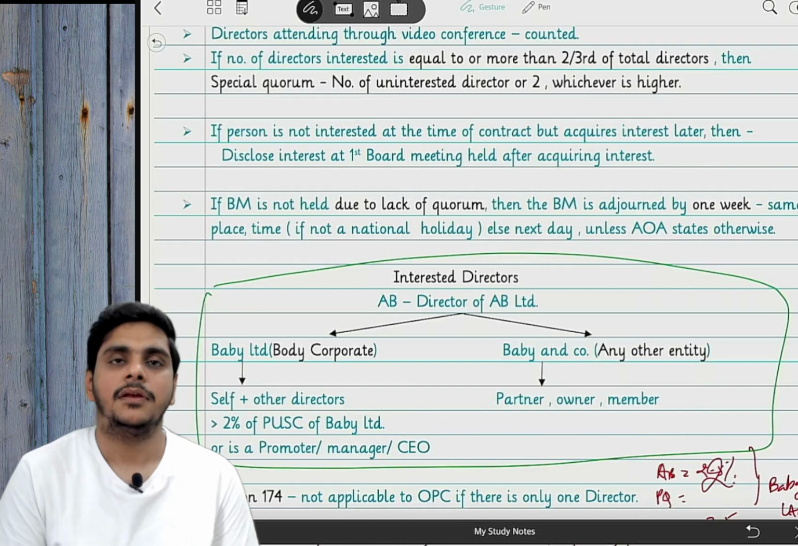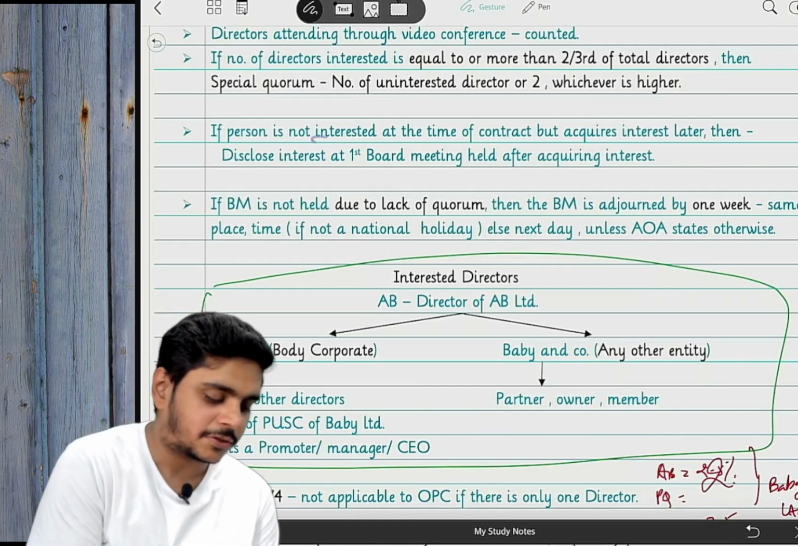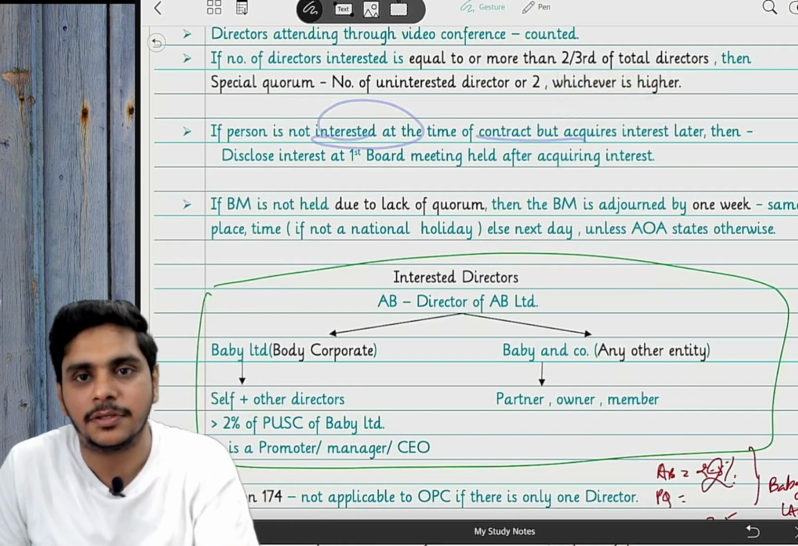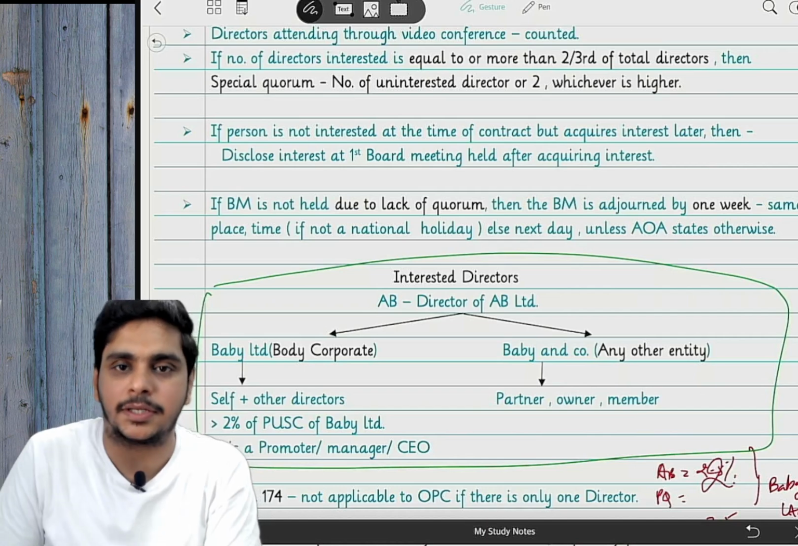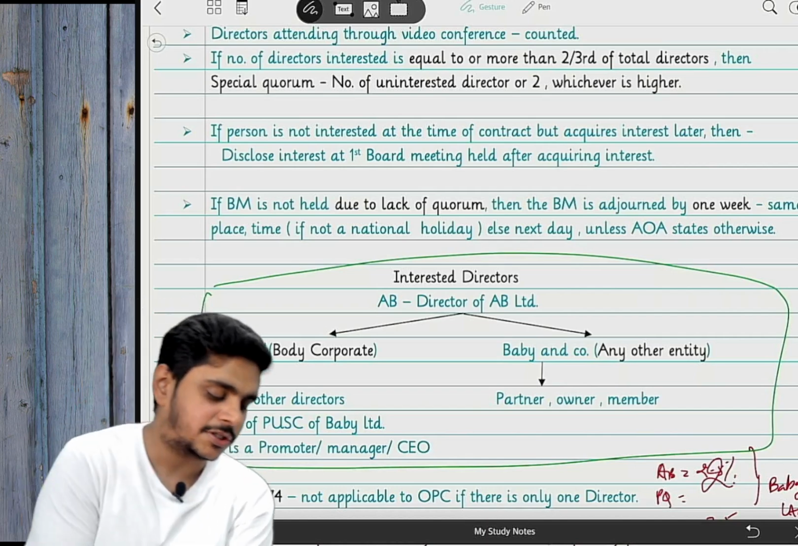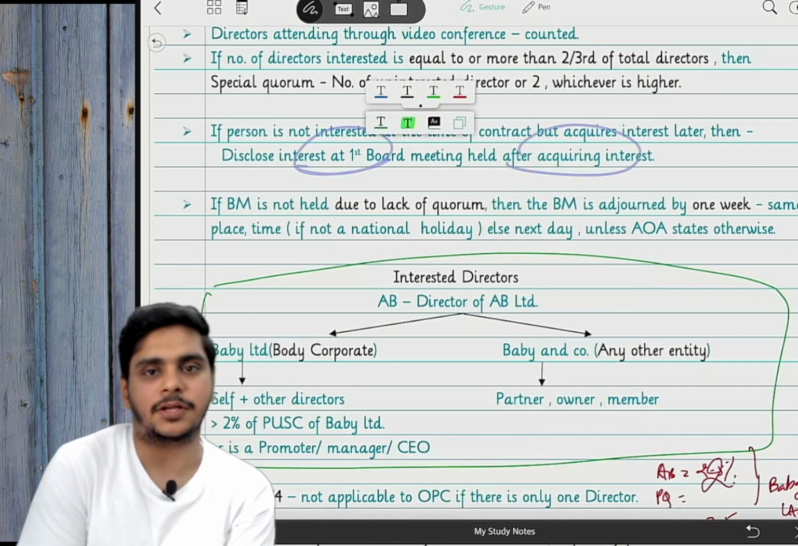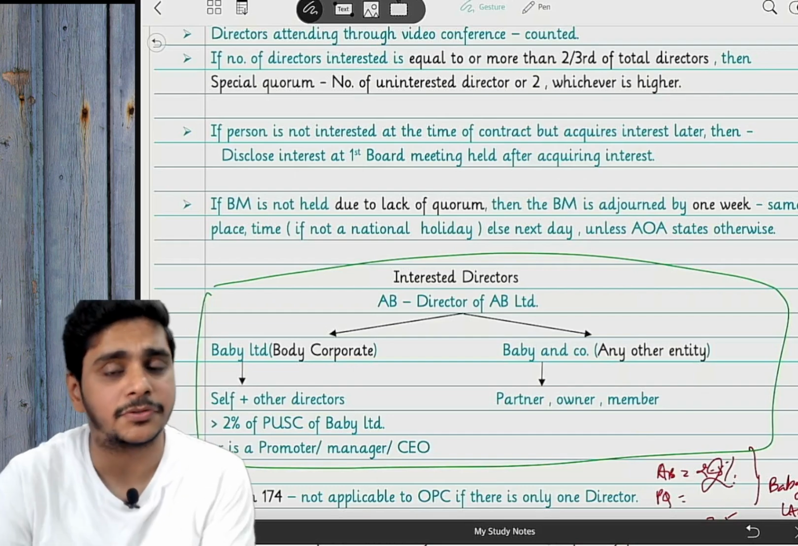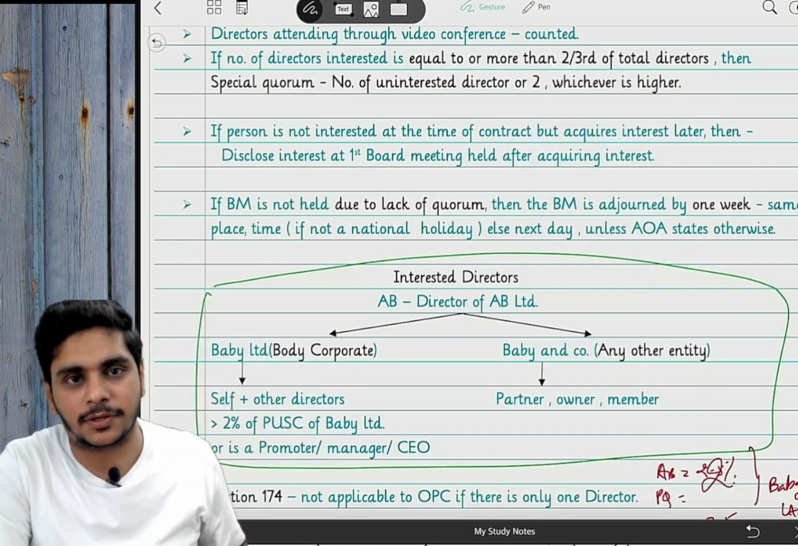Now it says if a person was not interested at the time of entering into a contract, but later on acquires the interest, then he should disclose the interest at the first board meeting held after acquiring the interest. You just have to disclose.